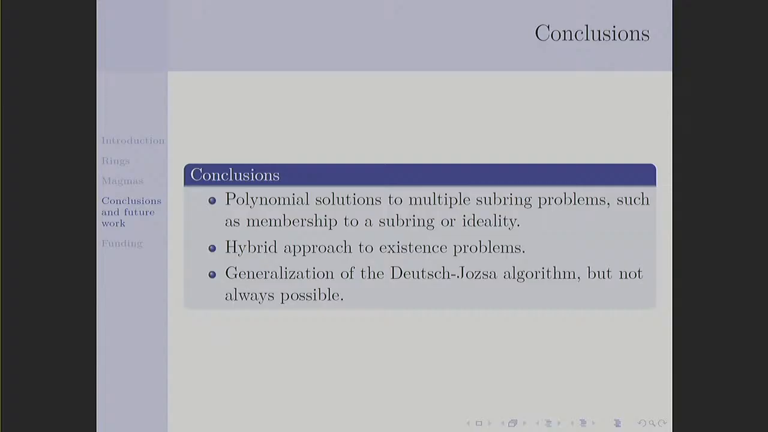So fine, in summary, we were able to find a nice amount of solutions to several subring problems and ring problems in polynomial time, that don't have a classical polynomial solution. And about magmas, we suggested a hybrid approach to existence problems that is quite interesting and can be improved. And a generalization of the Deutsch-Jozsa algorithm that is not always possible, but when it is, it can be applied to some existence problems, as we saw before.